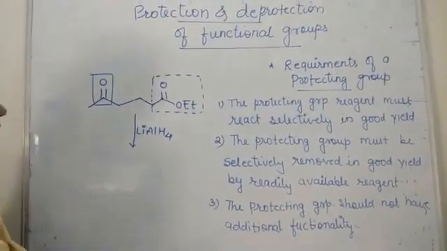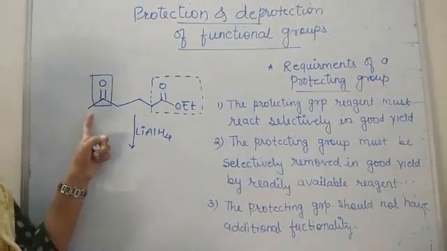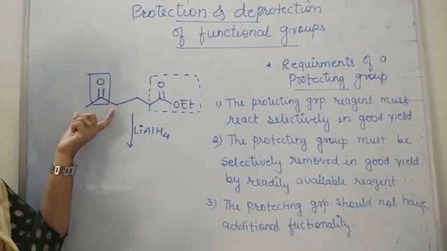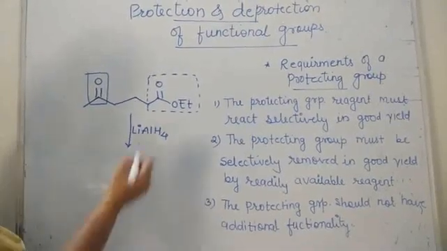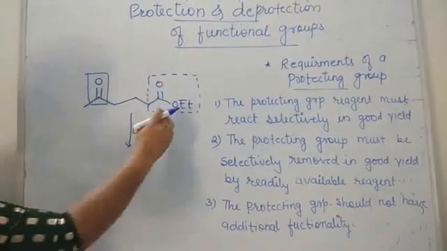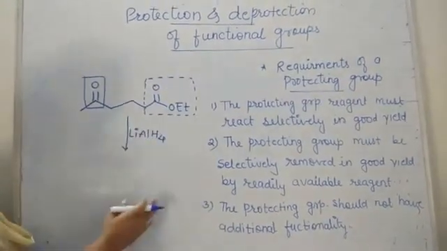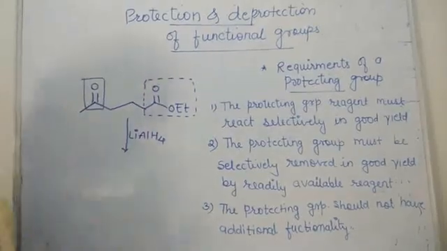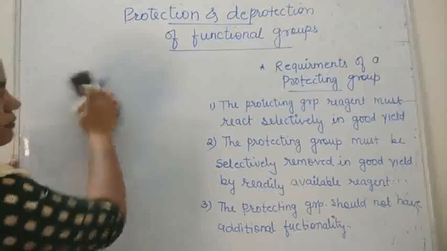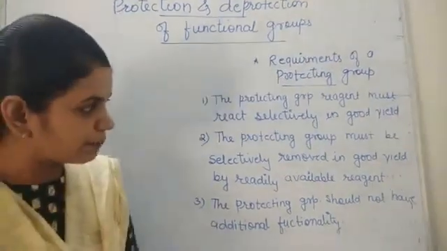Any method can be used for protecting this carbonyl group. Suppose we protect it by making an acetal of this ketone, and then the reaction is carried out only at the ester functional group to give alcohol. So this is the reason why we protect functional groups in multifunctional compounds.